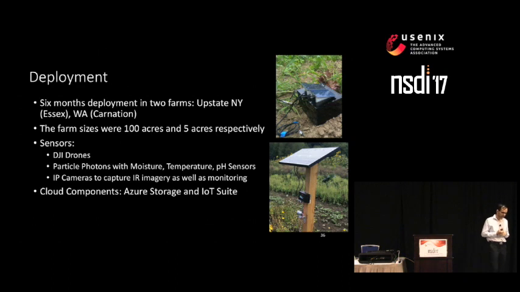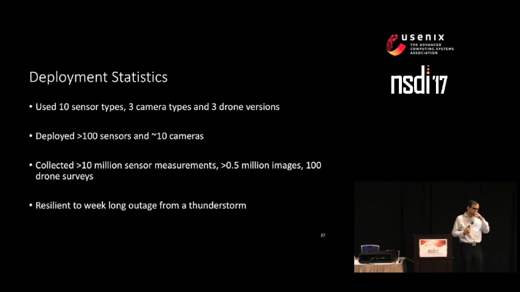We also deployed a bunch of cameras for IR imagery on the farm, and also for monitoring storage areas. The cloud component was provided by Azure Storage and IoT Suite. In all, we used about 10 different kinds of sensors from different companies, 3 different types of cameras, and 3 versions of drones. We deployed over 100 sensors in both these farms and about 10 cameras. Over the course of our deployment, we collected 10 million sensor measurements, 500,000 images, and over 100 drone surveys.